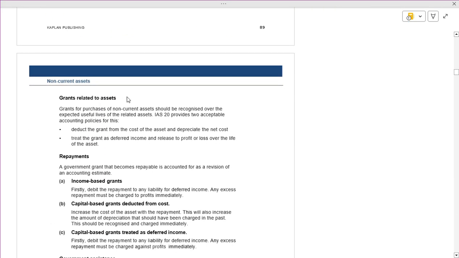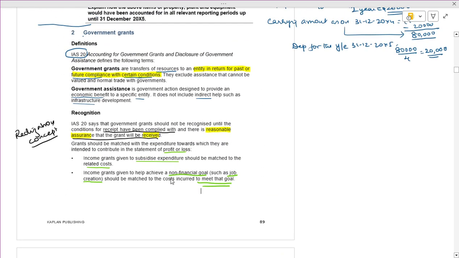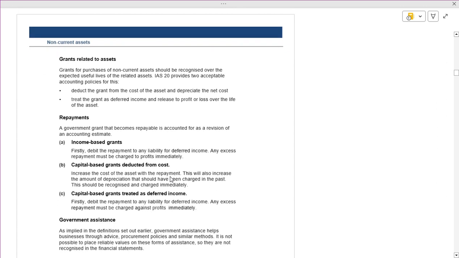Fine. Now, grants related to assets. The first thing is how we have to recognize them. Okay, now there are various different ways. Grants related to assets: grants for purchase of non-current assets should be recognized over the life of the asset. Means when you are receiving the grant, is it right? You are receiving the grant in 2023, and you are receiving the grant for a non-current asset, and it is for how many years? It is for 10 years. Is it right? You should not recognize it all in 2023.